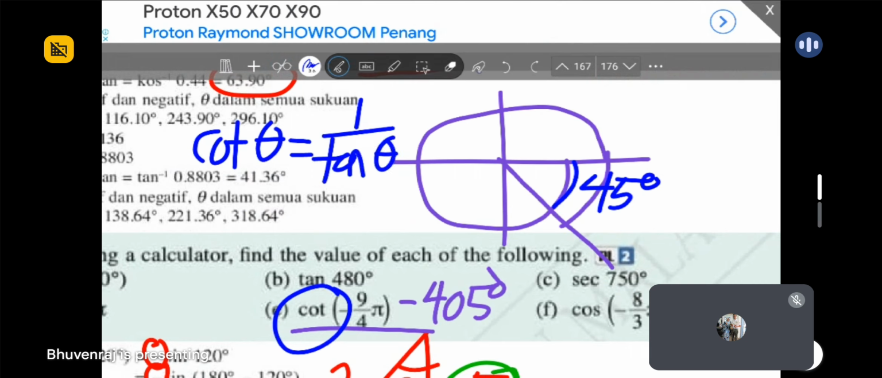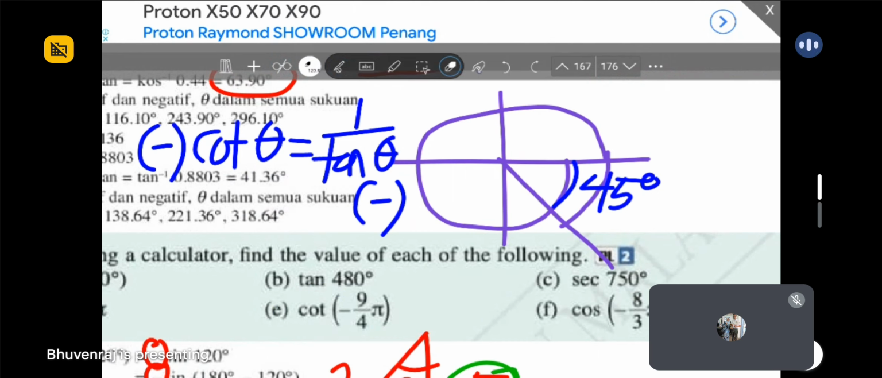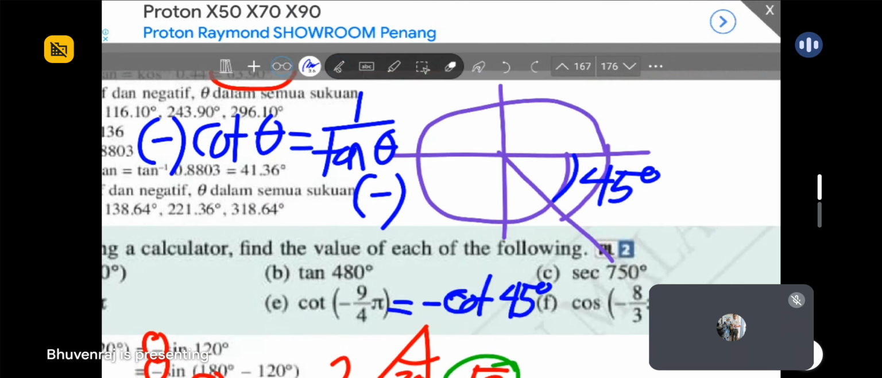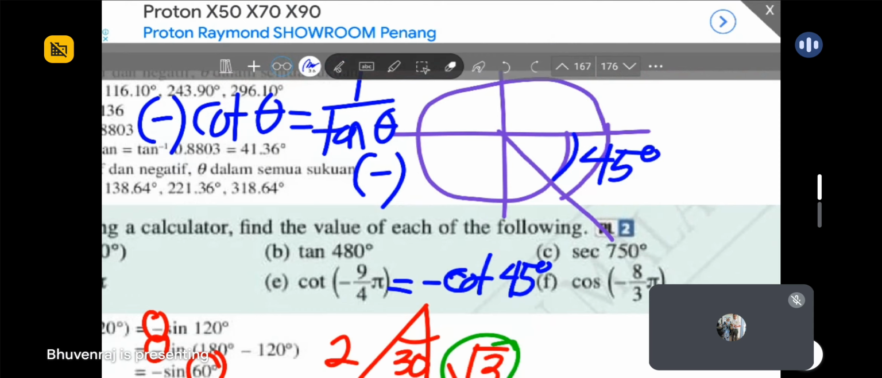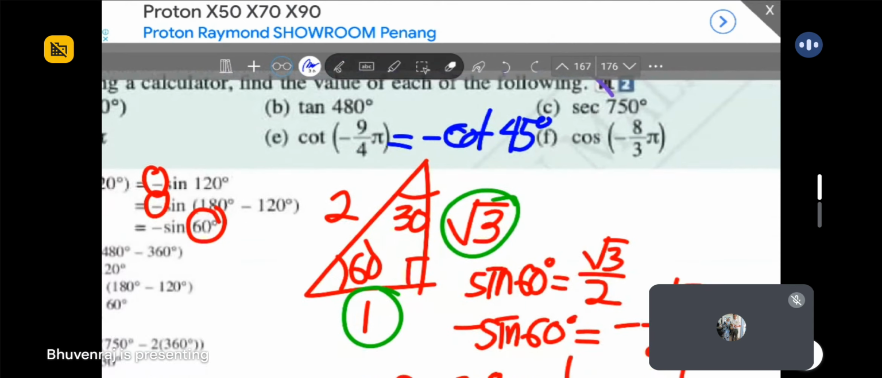So guys, tangent theta, quadrant 4, sukuan keempat, positive or negative? Negative, right? So if tangent is negative, cotangent is also negative. So that means kena tambah negative. You must add negative in your formula. So it's just negative cotangent 45 lah. So this is the concept. Always check the symbol, check the reference angle. Two things only. Okay?